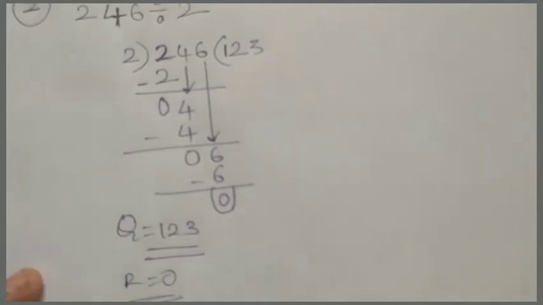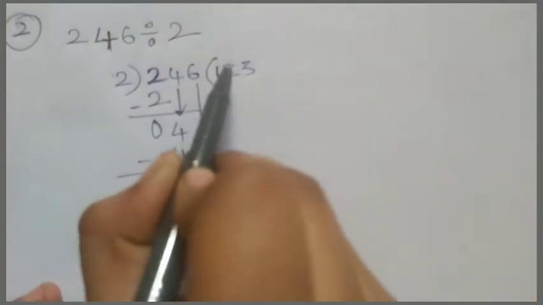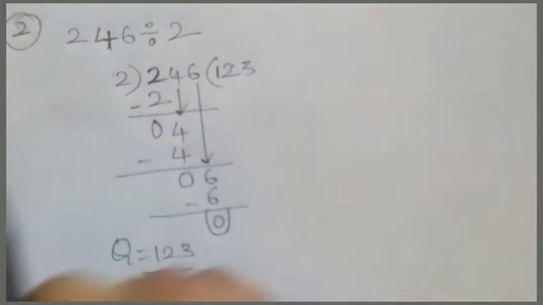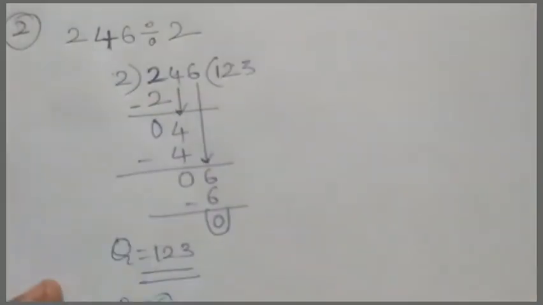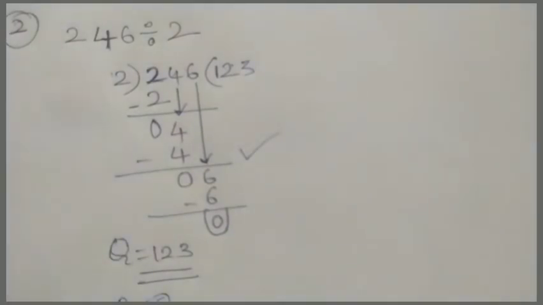You can do a check also by multiplying these two. If you multiply these two and add this, then you have to get this. If you get this answer, then the problem is correct. You can check these problems also. Now I will explain one more example.